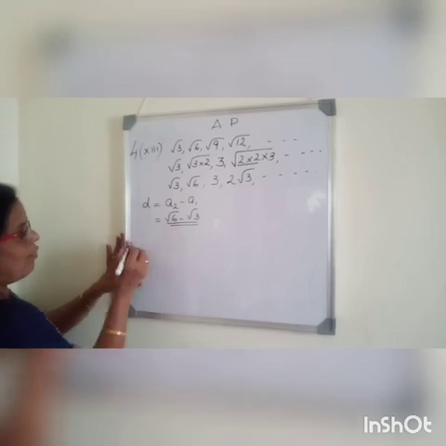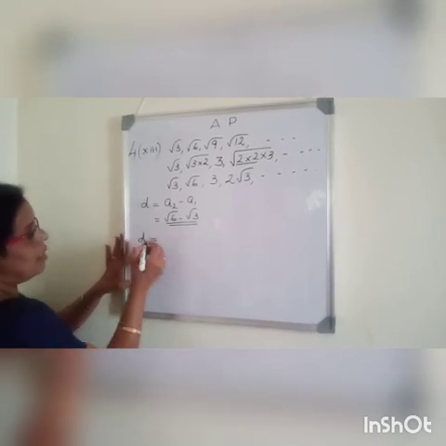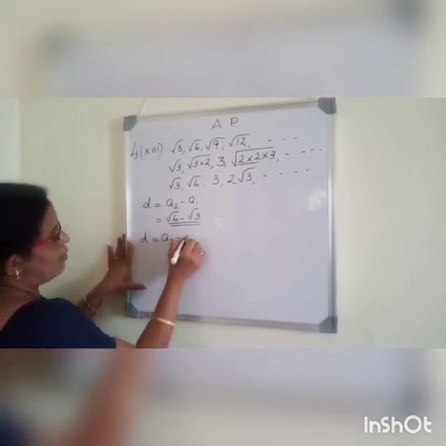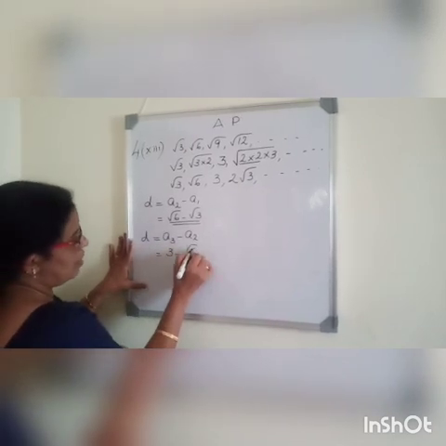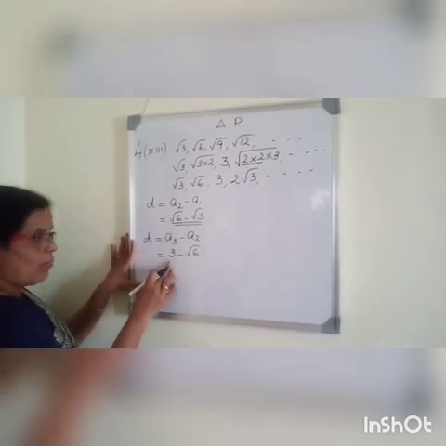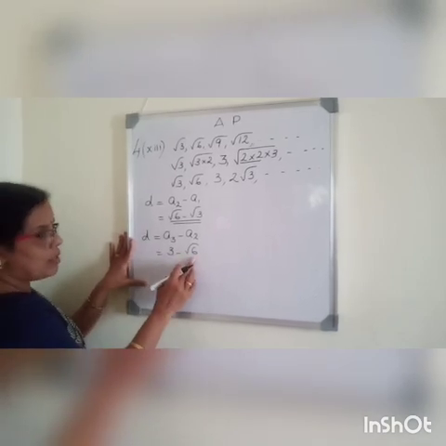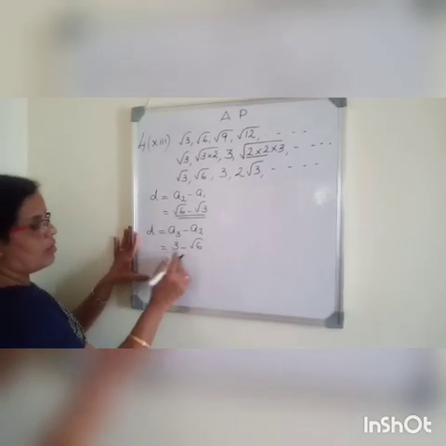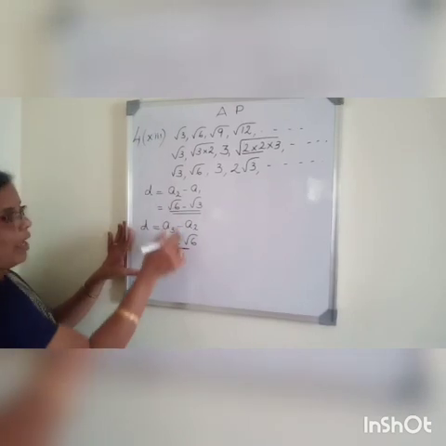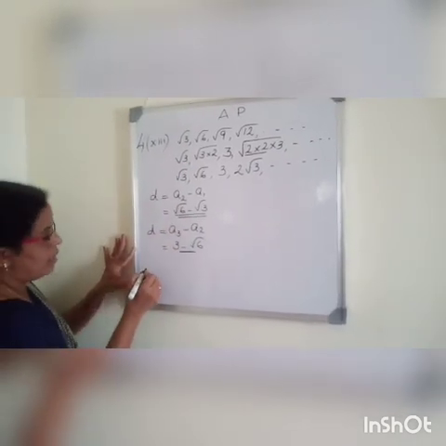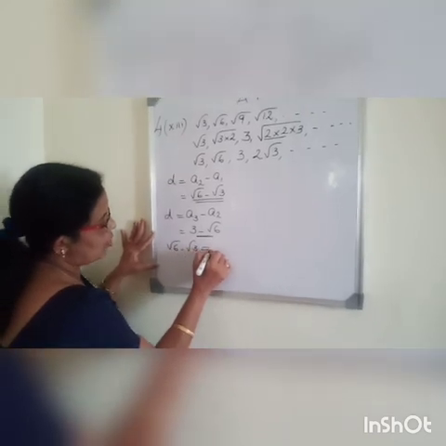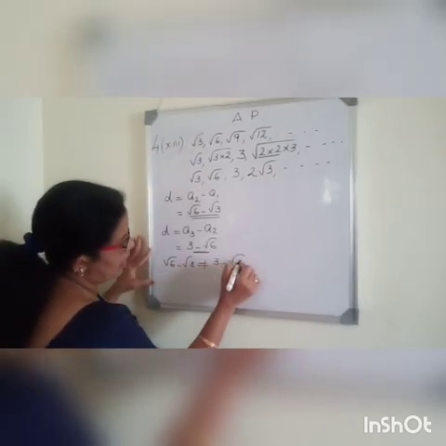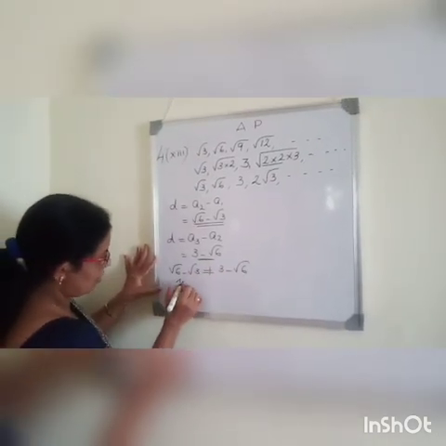Next, once again, we will find out D. It is A3 minus A2. That is 3 minus root 6. 3 is a whole number or a rational number. Root 6 is an irrational number. We cannot subtract. Leave it as it is. As D is different, it is not an AP. Root 6 minus root 3 is not equal to 3 minus root 6. Therefore, it is not an AP.